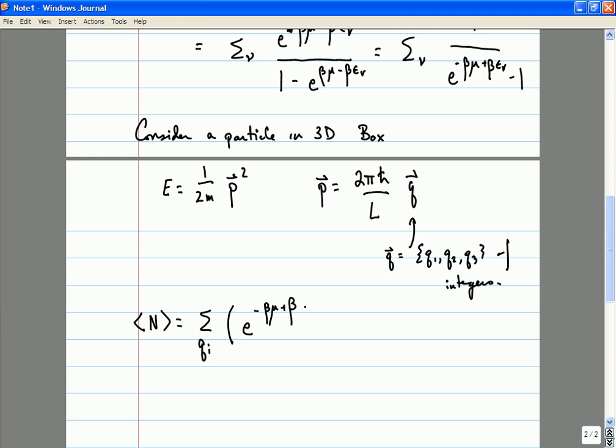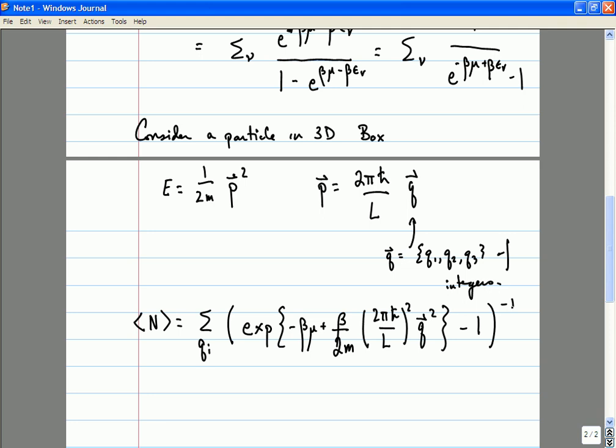And what is beta epsilon nu? Well, let me write this a little more explicitly. Let's write this as the exponential of minus beta mu plus beta times the energy, so that's beta over 2m times 2 pi h bar over L squared times the length of that vector of integers q squared. And all that minus 1.